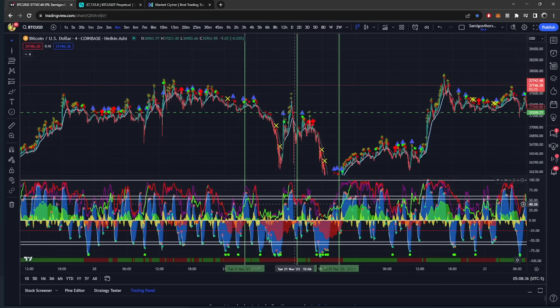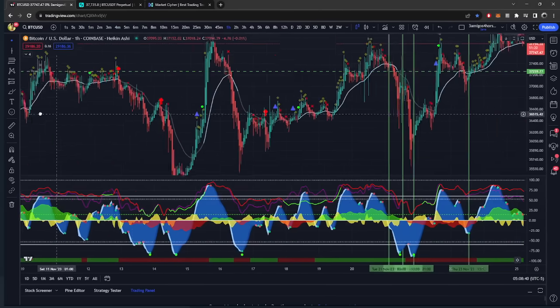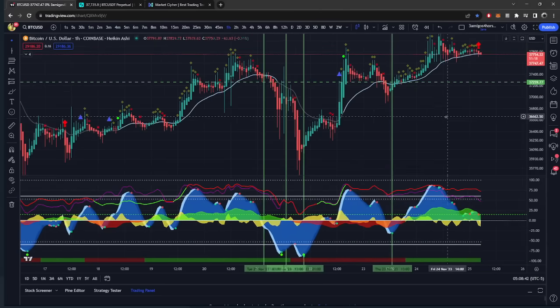Pretty much same thing with this one. Let's go back to the hourly. This one, couple wicks, potentially, you know, you could have gotten in and gotten out quick. This one worked out. And here's what I'm going to say about this entry, this one right here.